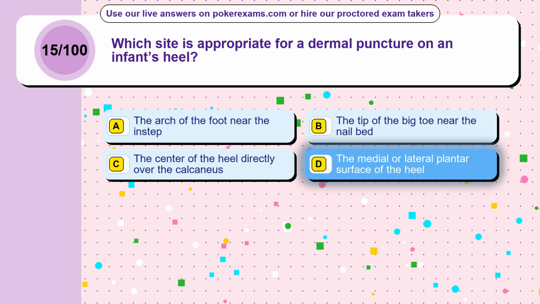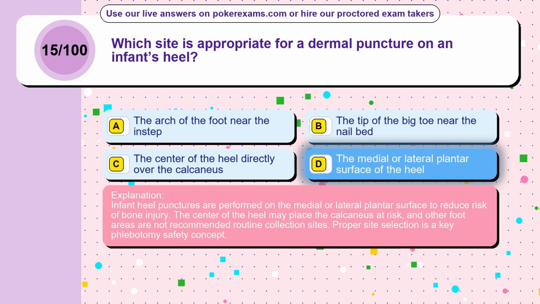The correct answer is option D. The medial or lateral plantar surface of the heel. Infant heel punctures are performed on the medial or lateral plantar surface to reduce risk of bone injury. The center of the heel may place the calcaneus at risk, and other foot areas are not recommended routine collection sites. Proper site selection is a key phlebotomy safety concept.